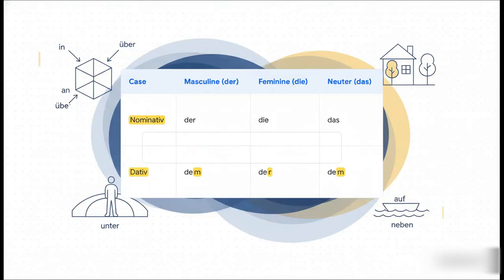Okay, this table breaks it down perfectly. So in the normal, standard case, the nominative, you've got your familiar articles, der, die, and das. But as soon as we answer a wo question, they have to change to the dative. So masculine der becomes dem. Feminine die, this one's a little tricky, it becomes der. And the neuter das also becomes dem. Getting this shift down is really the key.